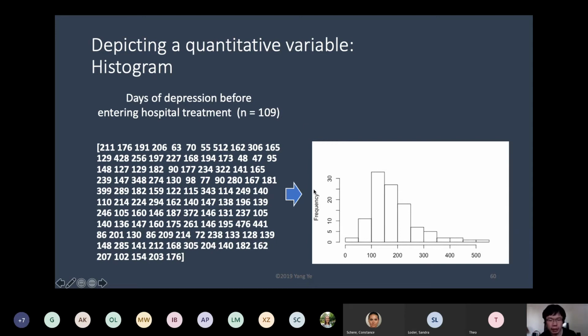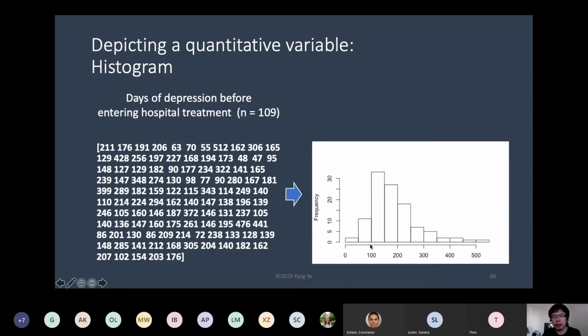So in this case, you can tell that there are 10 cases where the days is from 50 to 100 days. For 100 to 150 days, there are more than 30 cases. So it's basically you counting the frequency of the number occurring in this data set and turning that into what we call a histogram.